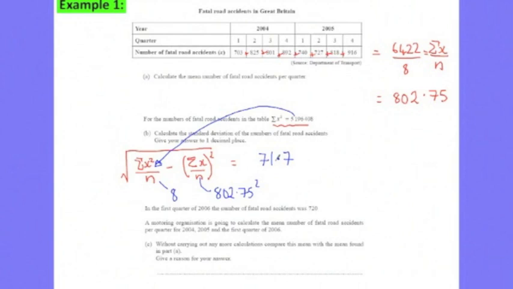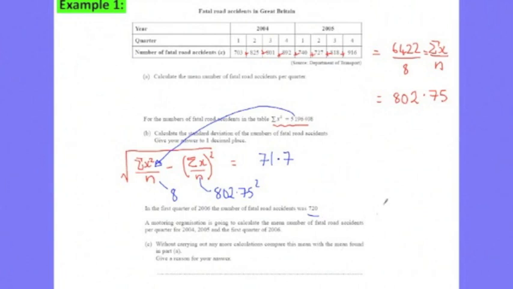We're then told that in the first quarter of 2006, the year after, the number of fatal road accidents was 720. A motoring organisation is going to calculate the mean of fatal road accidents per quarter for 2004 to 2005 and the first quarter of 2006. Without carrying out any further calculations, compare this mean with the mean found in Part A.